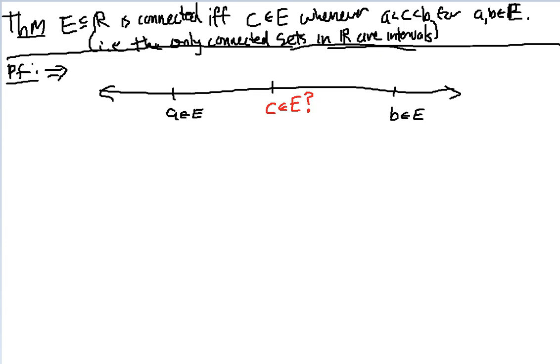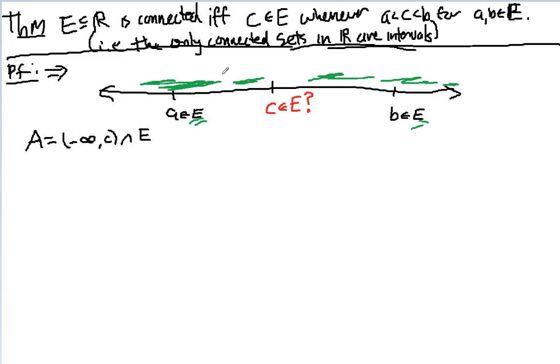But here's exactly why. I'm going to consider C as my point in question, so I'm going to build a set around it. I'm going to let A equal negative infinity comma C intersect my entire set E. I don't know what E looks like, so maybe I'll just draw it in. Here's E, here's E. I've got some of E over here, some over here. Actually, I know it's going to look like an interval, but I'm not pretending like I know that now because that's what I'm trying to prove.